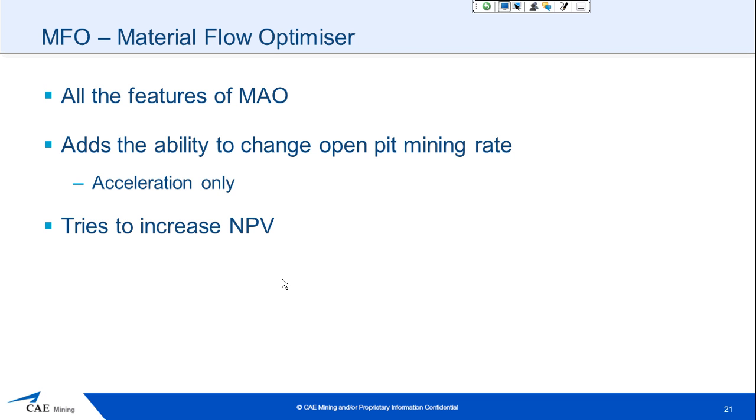With Material Flow Optimizer, it has all the features of MAO, but it also adds the ability to change the open pit mining rate. Your schedule sequence from your schedule will remain the same, but you are able to mine faster to get more material in. What it's doing is it's trying to increase the value of the mine by bringing higher grade ore forward and stockpiling low grade ore or dumping low grade ore for processing later.